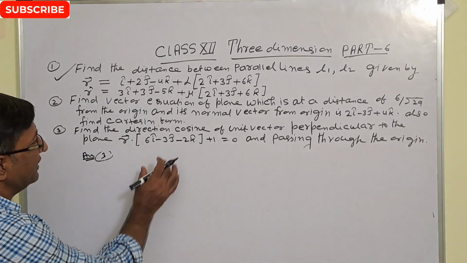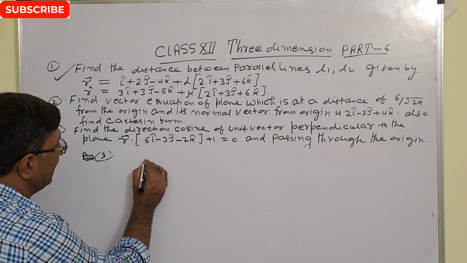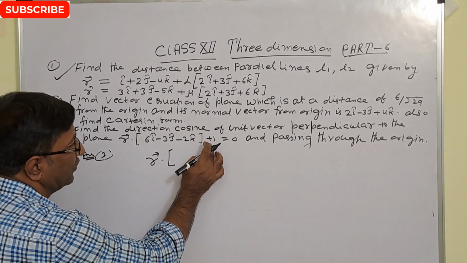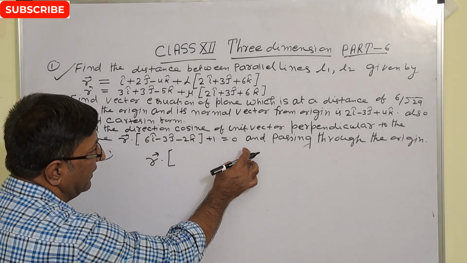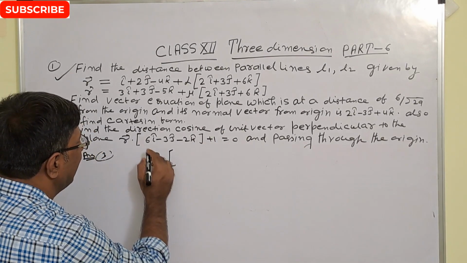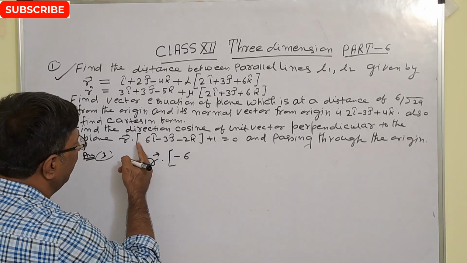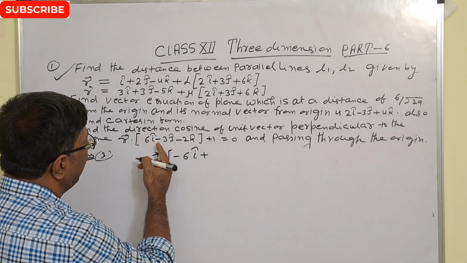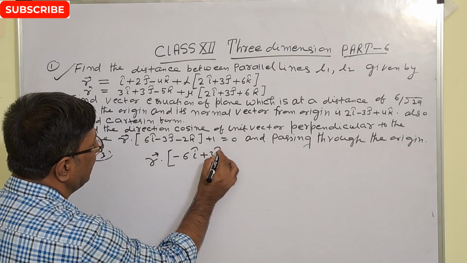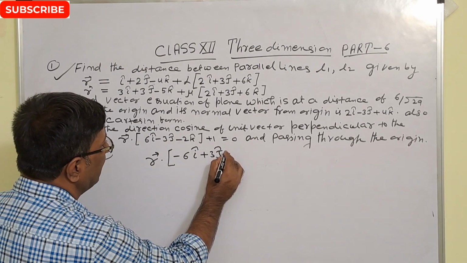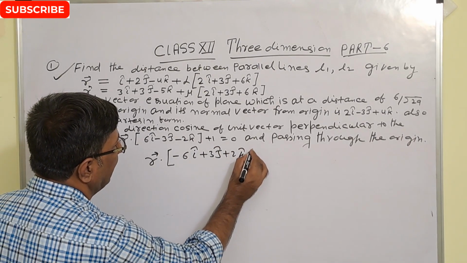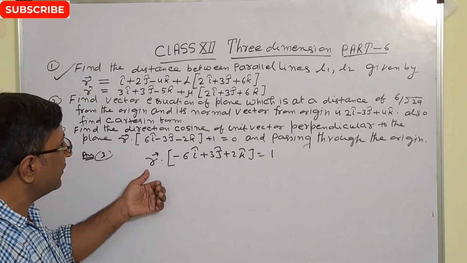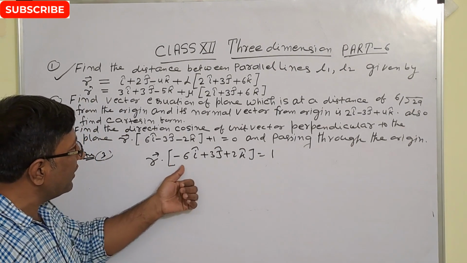So we can change this vector like this. You see, this is the r vector. Now this is plus 1, so when it goes to the other side it becomes minus 1, so we are changing the sign. So this is minus 6 unit vector i, plus 3j unit vector, plus 2k unit vector, and this will be 1. Now this is r dot n vector equal to.